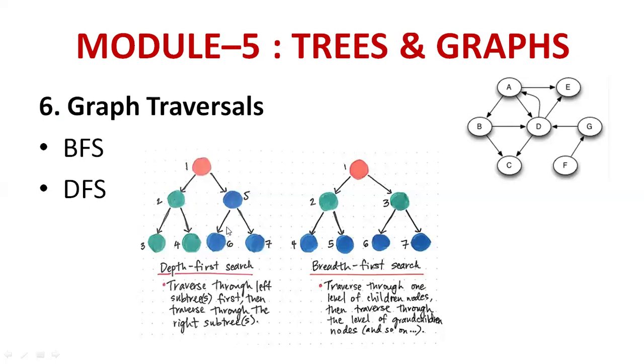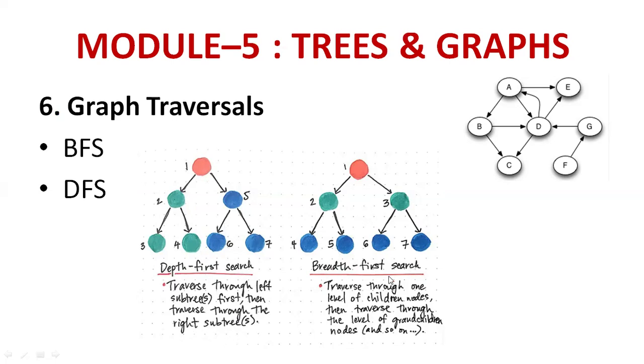What is BFS? You can see the notations here. Depth first search is known as DFS, and breadth first search is known as BFS. The differences between DFS and BFS are listed here. So traversals can be represented in this particular fashion. Traverse the left subtree first, then traverse the right subtree. That is the way DFS operates.